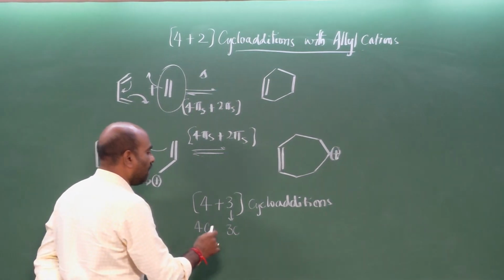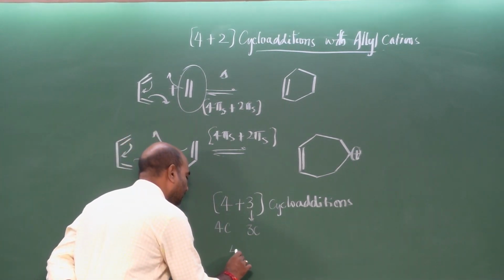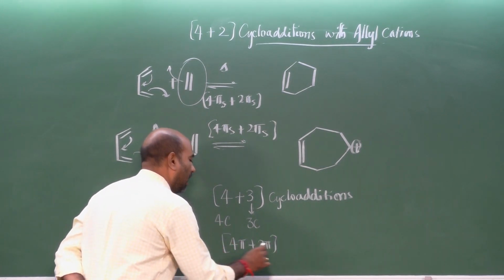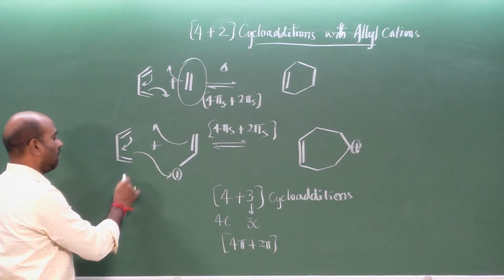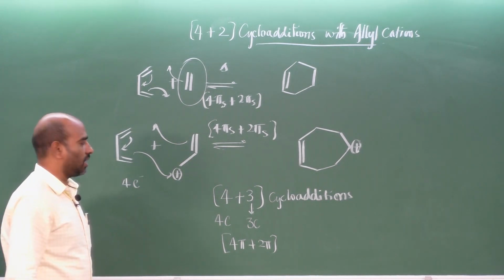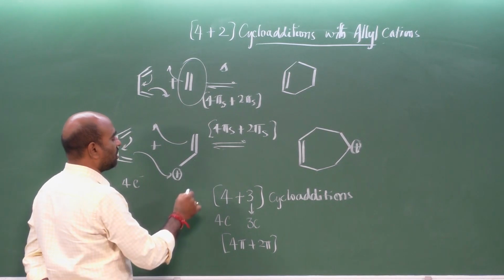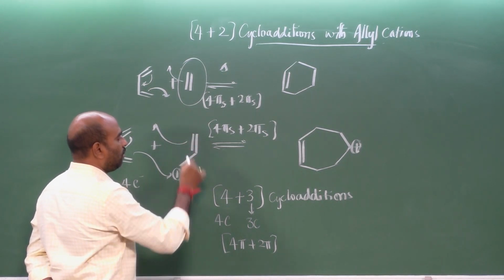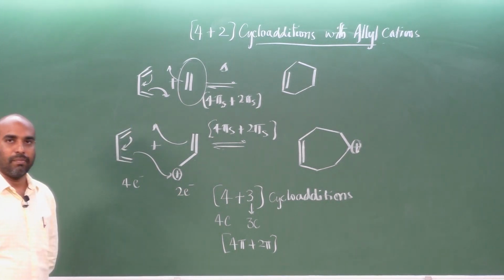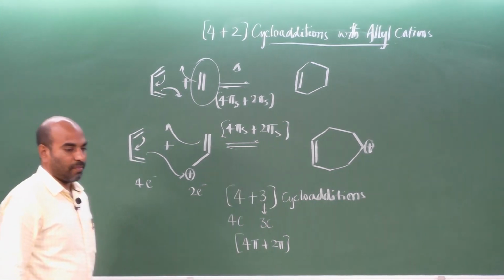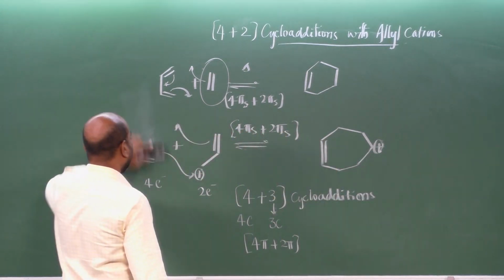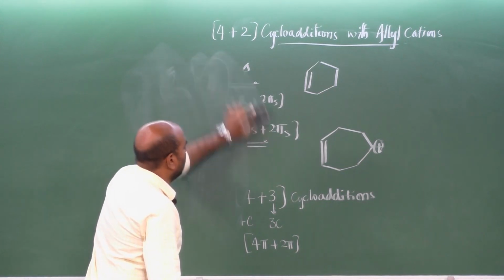But electronically, how this reaction should be classified: this is a 4 pi plus 2 pi cycloaddition reaction. If you see, this one is using the 2 pi bonds, that is 4 electrons it is contributing, and this one, because of the positive charge, is having only 2 electrons to be involved. So, it acts as the 2 electron contributing partner. Okay.